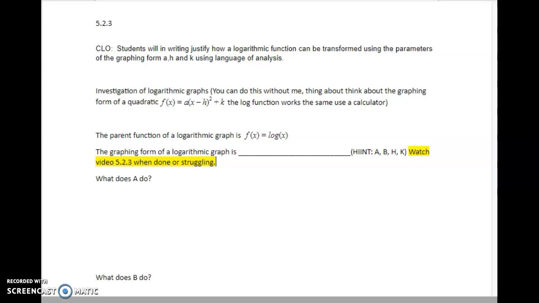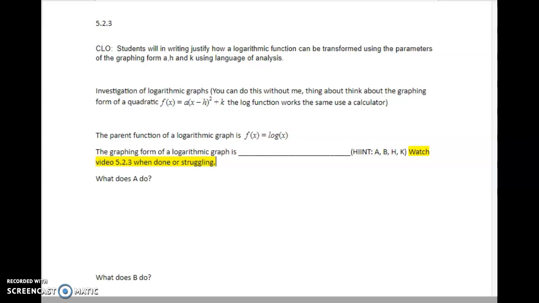Welcome to 5.2.3. The goal for this lesson is students will in writing justify how a logarithm function can be transformed using the parameters of the graphing form A, H, and K using language of analysis.